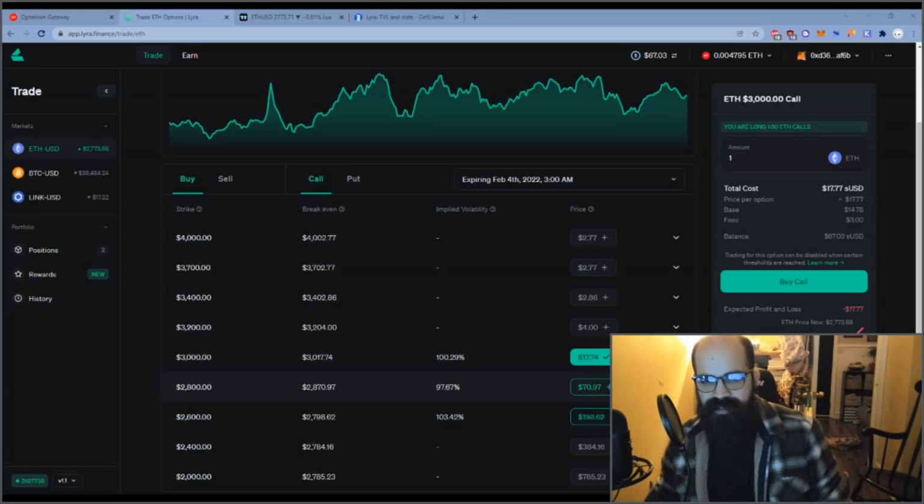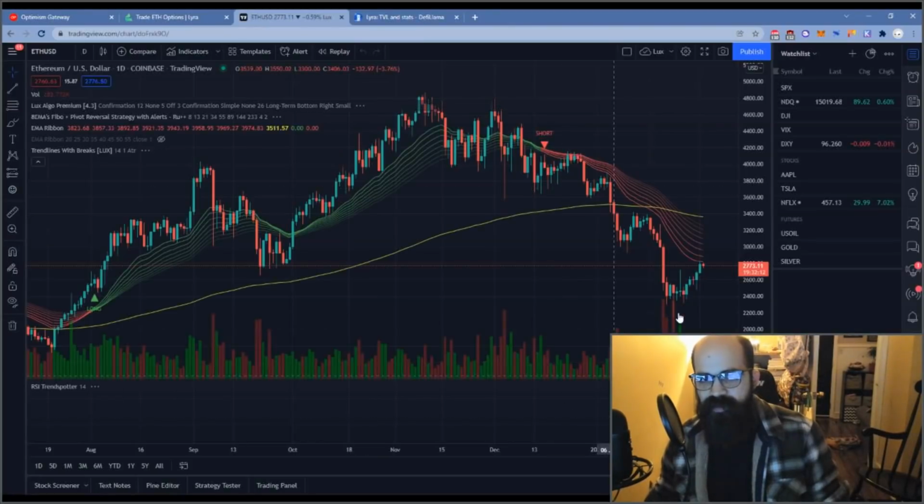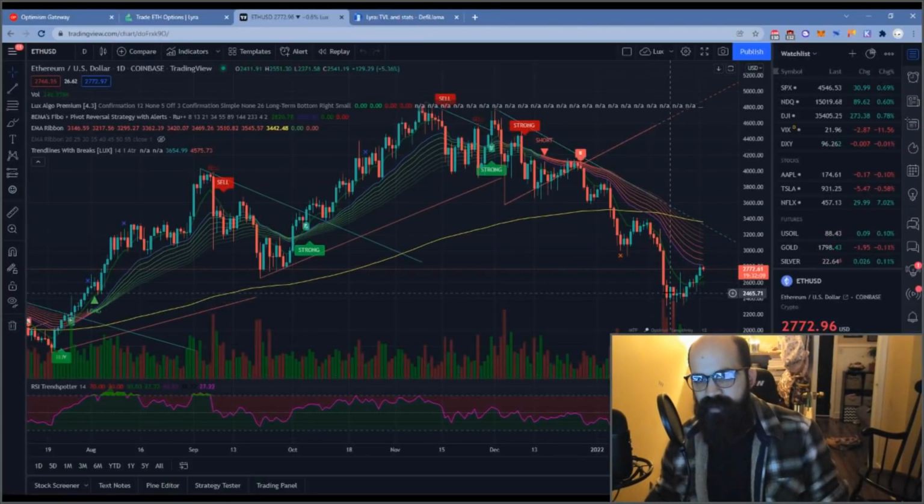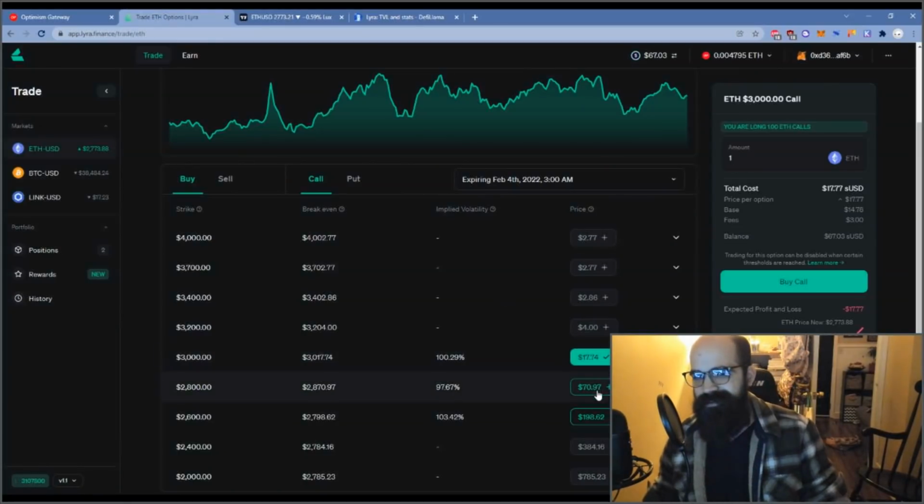So you can see that this is 70 now, but this option was worth much less a couple days ago when Ethereum was low. Look at the chart of Ethereum. When Ethereum was down here, this particular option was probably worth like, I don't know, 20 bucks. Who knows? But now it's worth 70 bucks.